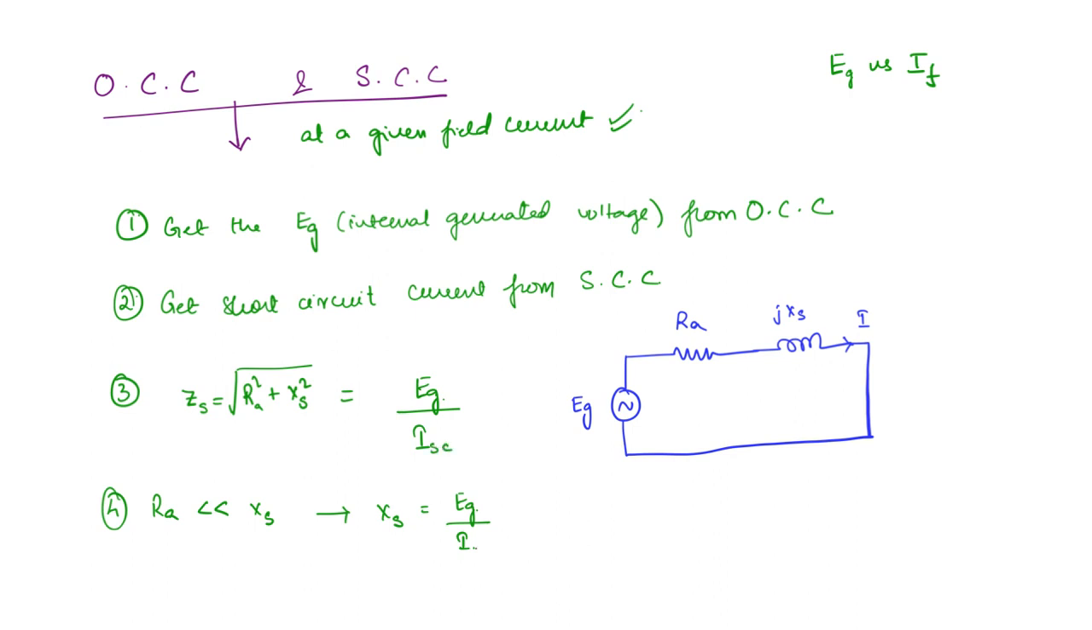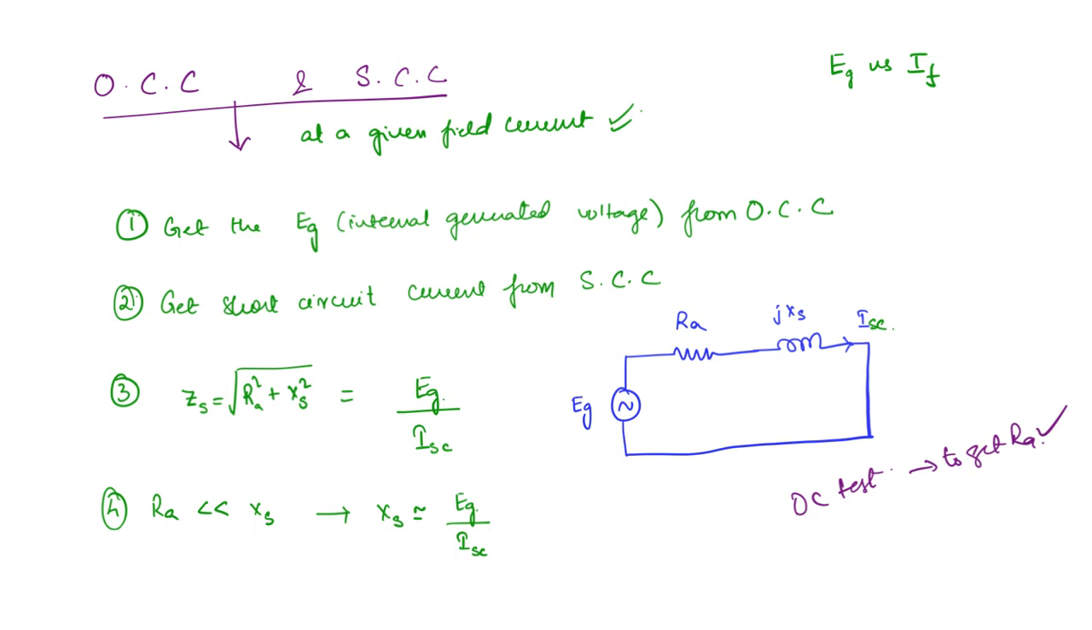You can write this as ISC. More accurately, you can write this as approximately equal to. But what if you want to find the resistance as well? Then you do the DC test, right? You do the DC test to get the armature resistance, and once you get the armature resistance, the impedance you can find from this ratio, so you can get the synchronous reactance. So this is how both the parameters can be found out using the OCC and SCC as well as the DC test.